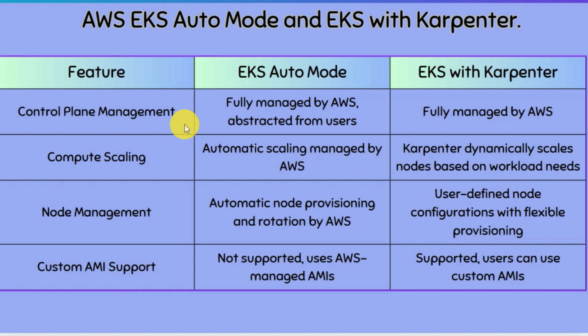First, obviously, the control plane management. It's fully managed by AWS in both cases, but in Auto Mode, there are a few more abstractions done from the users. Compute scaling: automated scaling is managed by AWS, but behind the scenes, Karpenter is doing all the magic. And EKS with Karpenter dynamically scales nodes based on the workload needs. Node management: automatic node provisioning and rotation by AWS. Here, user-defined node configuration with flexible provisioning. You need to define all the configuration through node pools and then the EC2 node class.